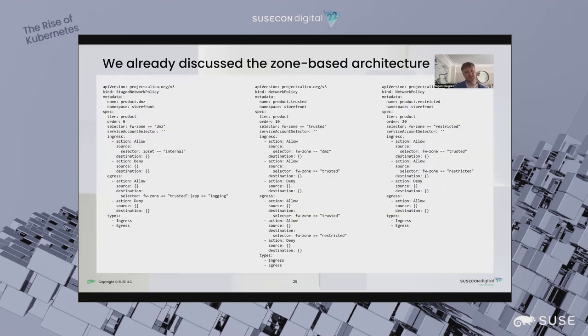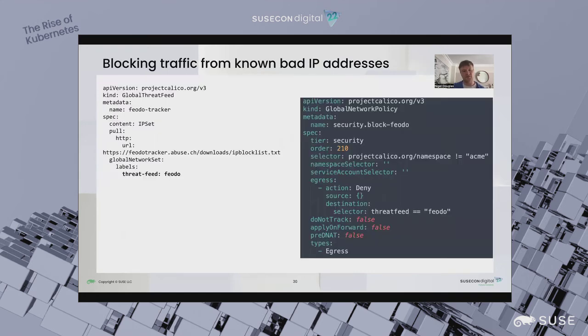We talked about the zone-based architecture, really good to use, and it will be applied to multiple different security incidents going forward. Here's a good example of using policy to block the IP feed. We use the CR, custom resource, for global threat feed. In this case, we're basically making a pull request from an HTTP-based URL, and that URL is feodotracker.abuse.ch, and they've got some text file. So that text file, they're hosting it.